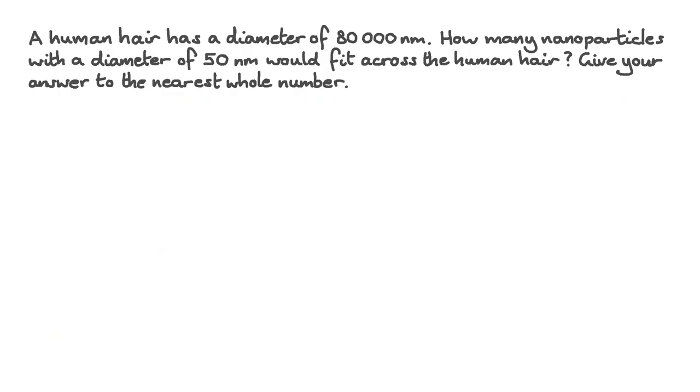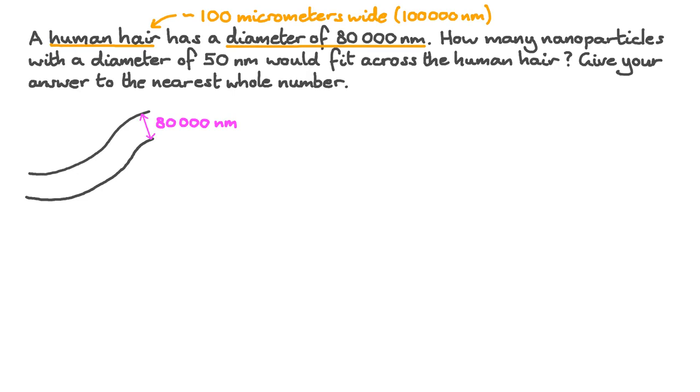Let's have some practice. A human hair has a diameter of 80,000 nanometers. How many nanoparticles with a diameter of 50 nanometers would fit across the human hair? Give your answer to the nearest whole number. Human hair varies in thickness by quite a lot, but it's typically 100 micrometers wide, which is about 100,000 nanometers. The particular hair we've been given is 80,000 nanometers in diameter, which is just a little bit thinner.